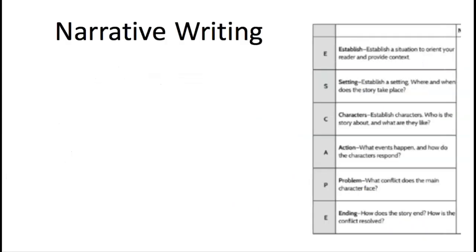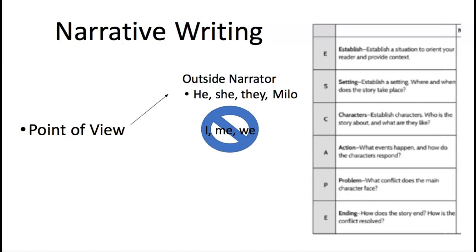So we need to remember that narrative writing is going to have a point of view. The point of view of our story, The Phantom Tollbooth, was from an outside narrator. So we have to use words like he, she, they, and Milo. We should not use I, me, and we because we are not in the story.